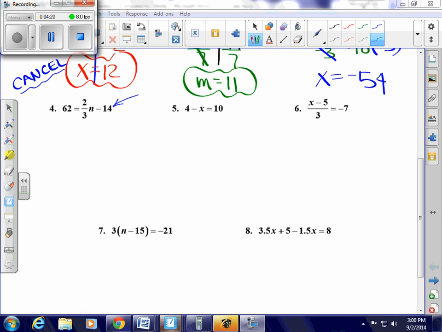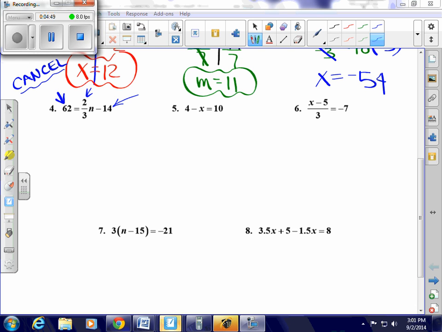My algebra teacher taught me just the other day that in order to cancel out all these numbers that are with the n, start with the number that's farthest away from the n. In other words, you have 2/3 to cancel out, and you have the minus 14 to cancel out. He always taught me, start with the one that's farther away and cancel it out first. Don't worry about the 62. It's going to work itself out eventually.